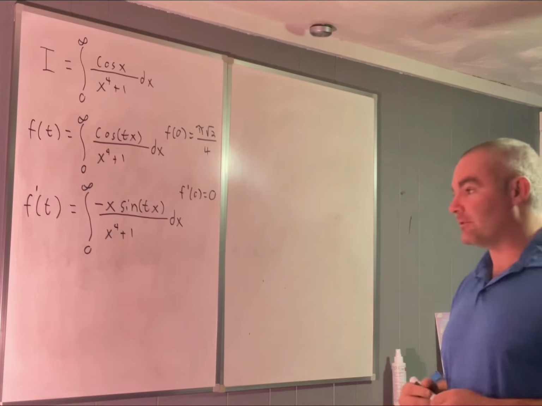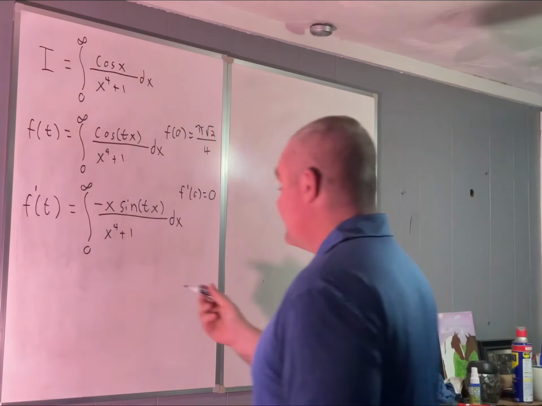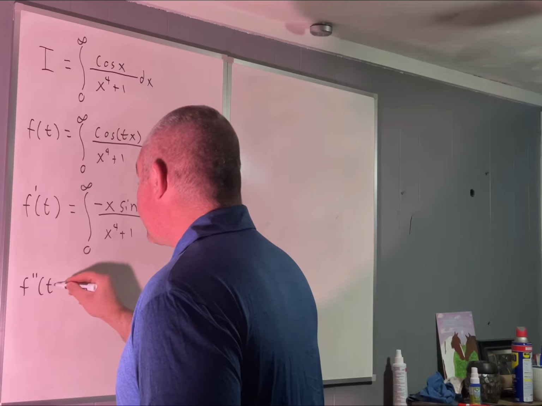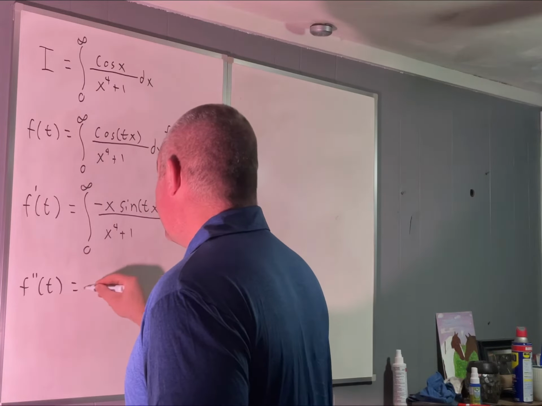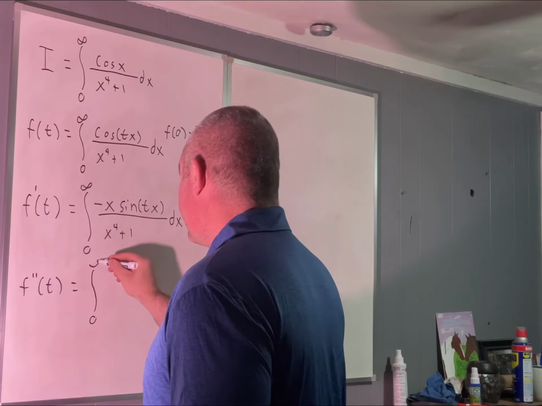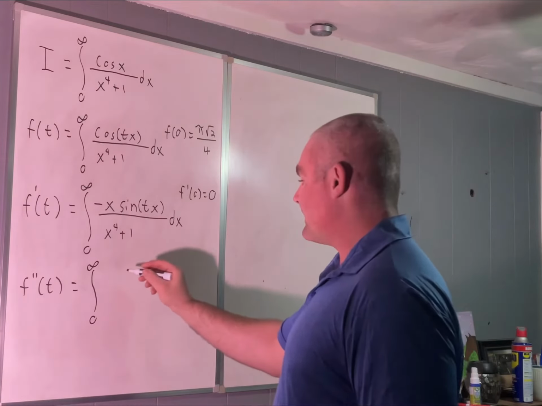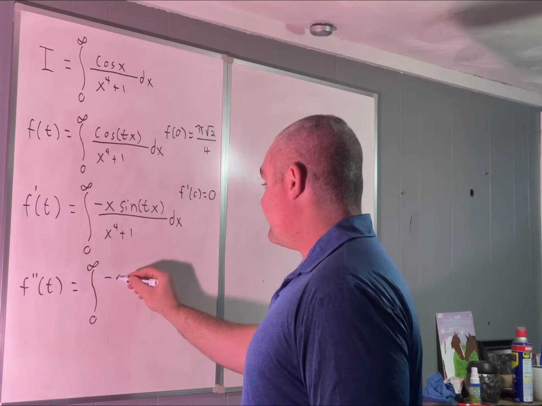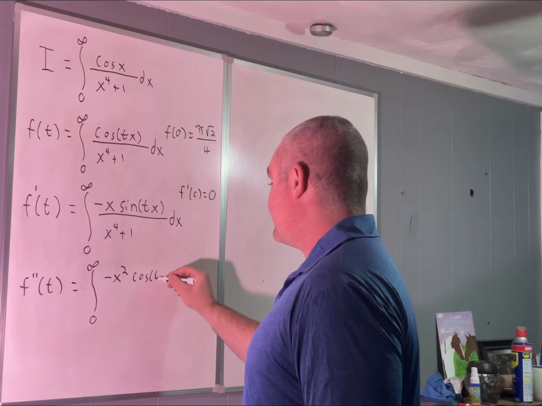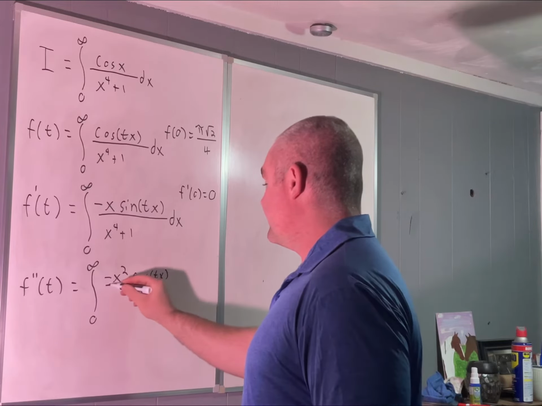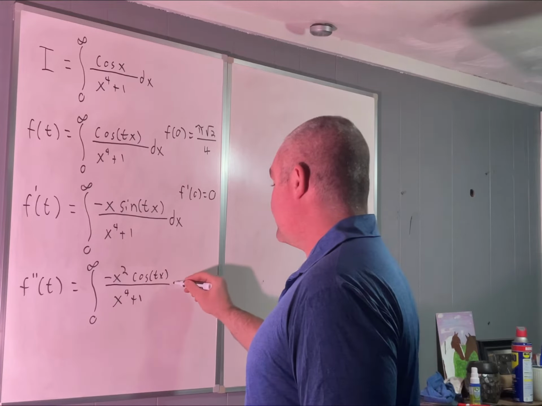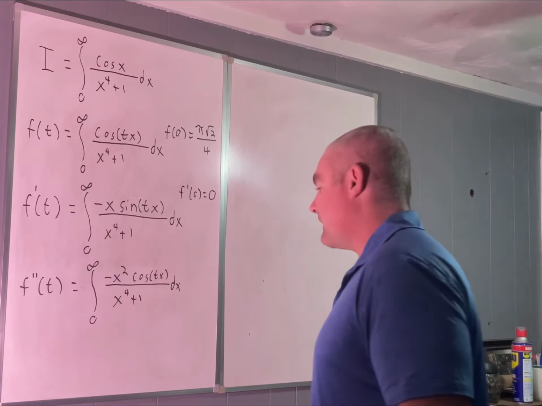We need to take another derivative with respect to t. That would give us f double prime of t is equal to the integral from 0 to infinity. And let's see, now we would have negative x squared cosine tx over x to the fourth plus 1 dx.